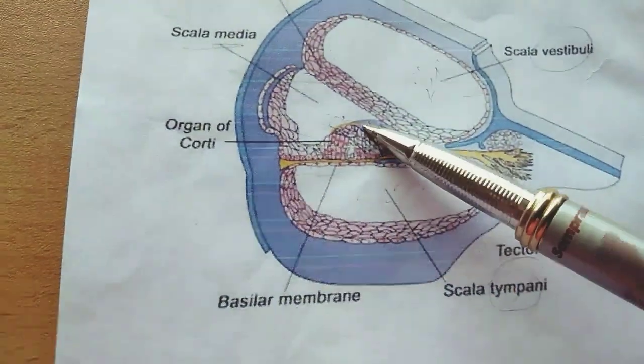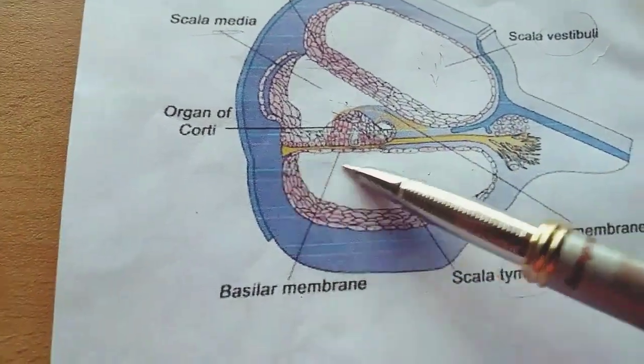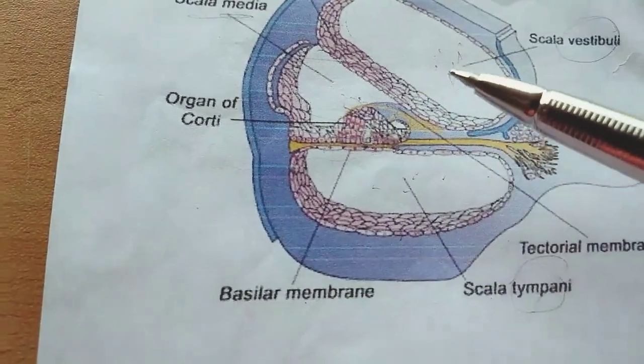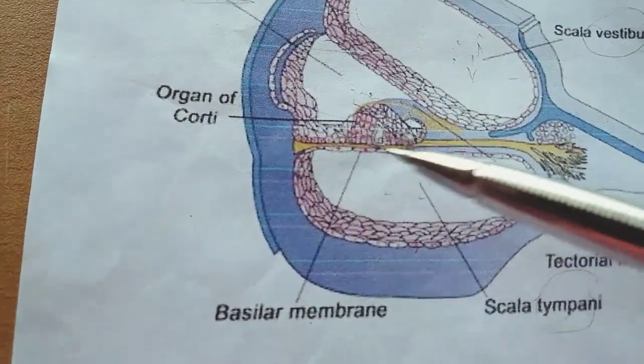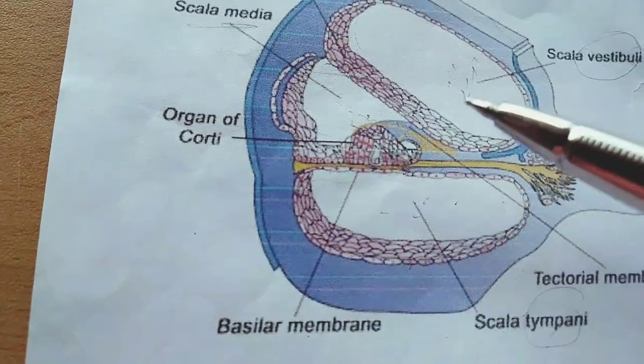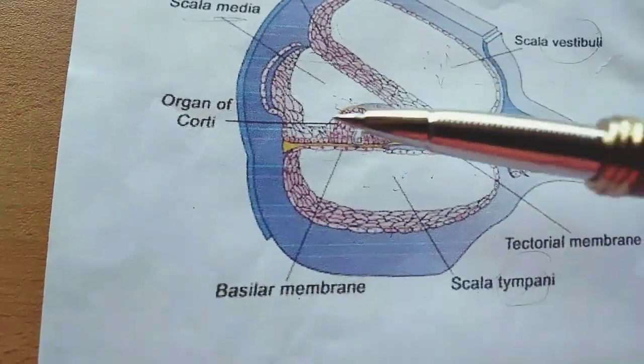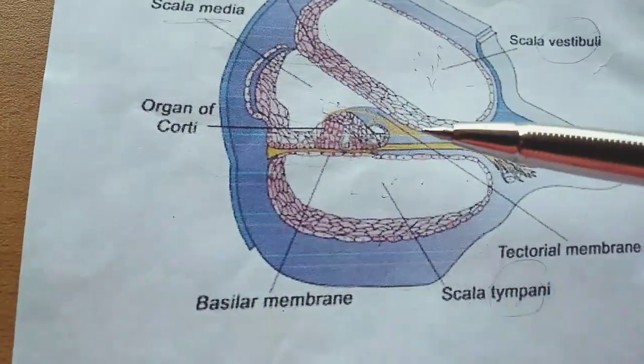This is the organ of Corti. It is situated on the basilar membrane. Any structure needs base to be held in a position. So basilar membrane forms the base. Remember, organ of Corti is situated on a base, that is basilar membrane. The question may arise from here.